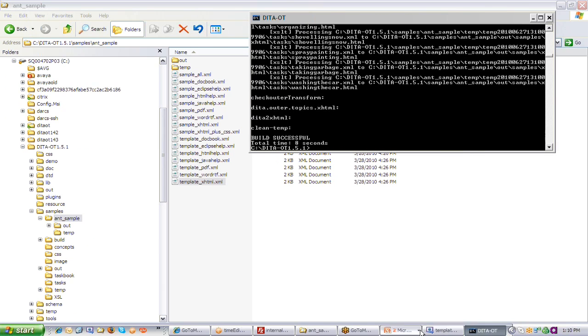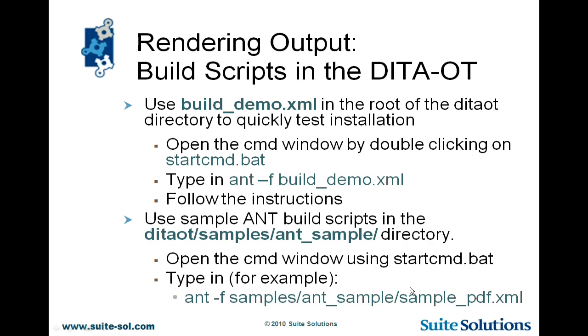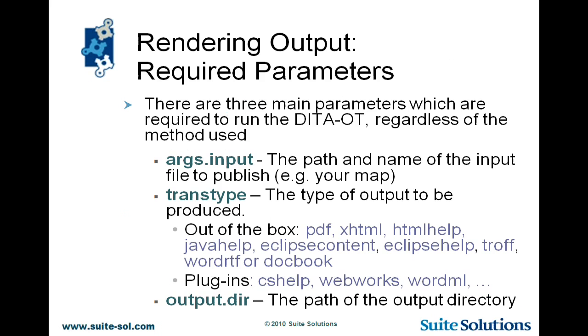Okay, so that was option 2 on this slide, which was to use the sample and build scripts in this directory, using the same command window, or a new one opened via start command.bat, and writing in the name of the build file. Now, the two examples we just talked about are ways you can run it, as I said before, out of the box without needing to know too much about how it works.